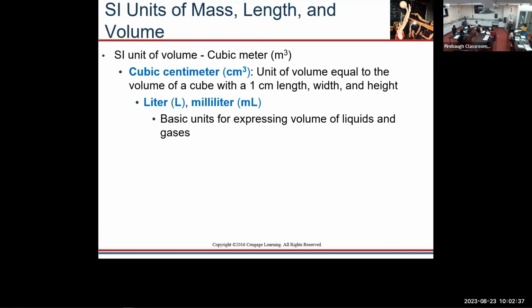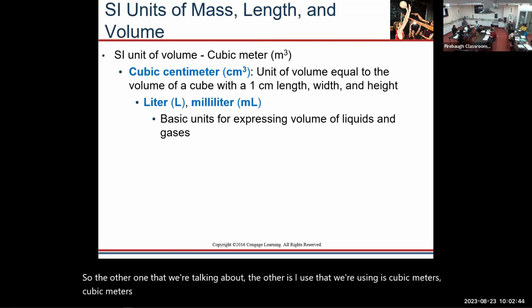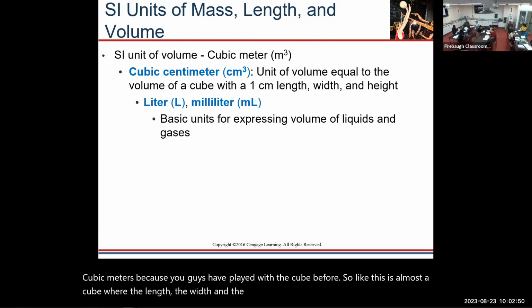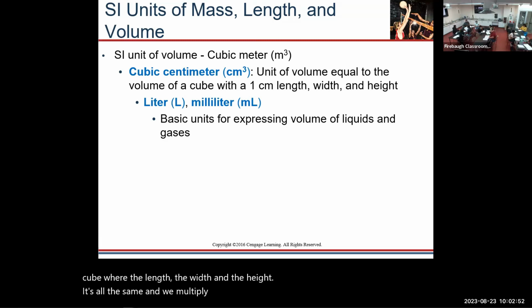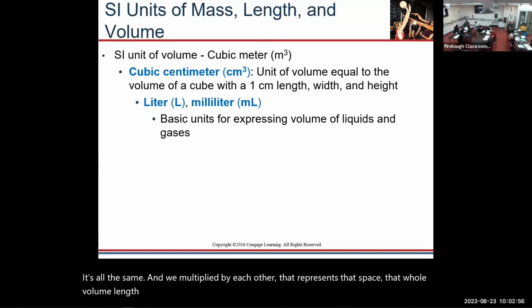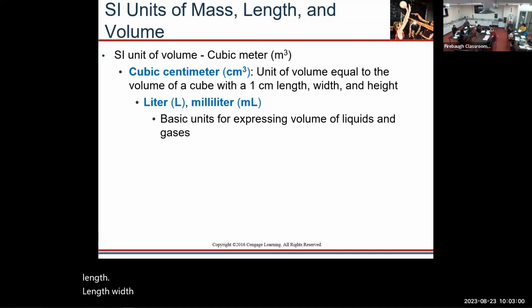Okay, so the other SI unit that we're using is cubic meters. Cubic meters, because you guys have played with the cube before, so this is almost a cube, where the length, the width, and the height are all the same, and we multiply them by each other, that represents that space, that whole volume. Length, width and height.